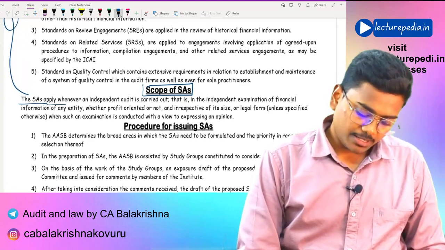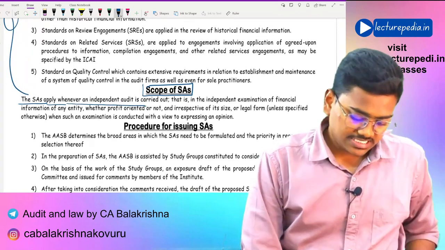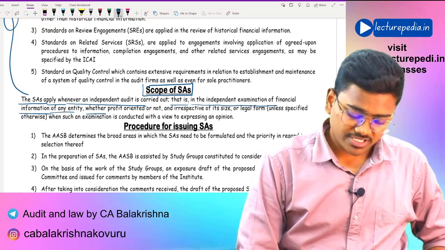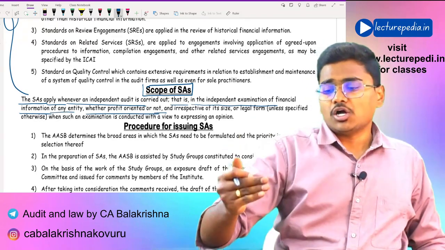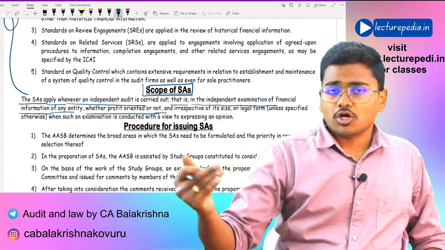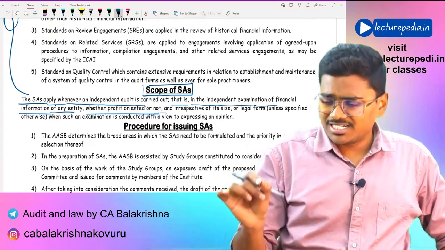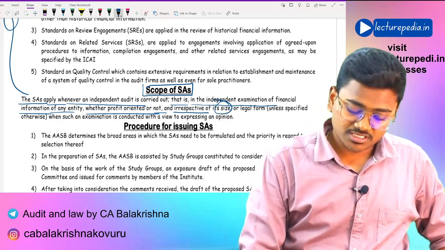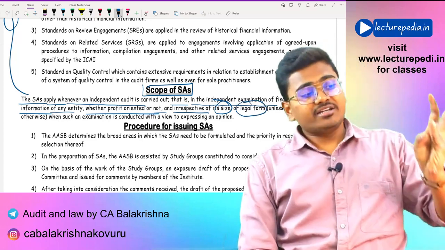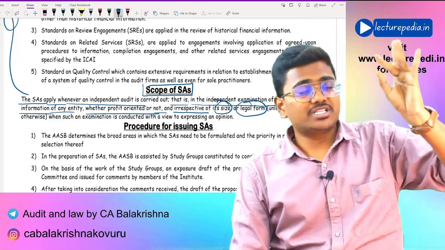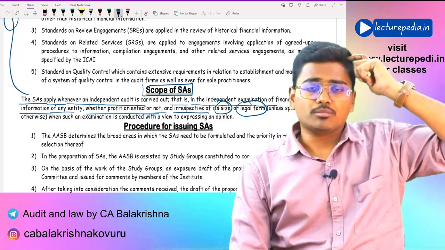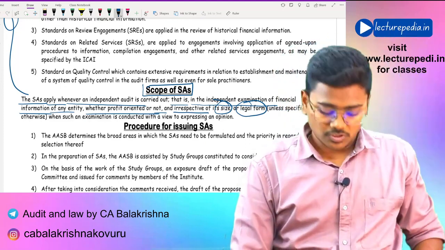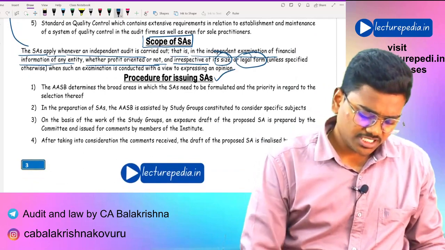These standards on auditing apply whenever an independent audit is carried out, that is, in the independent examination of financial information of an entity, whether it is profit oriented or not. Whether the entity is a profit oriented entity or non profit oriented entity, if you are conducting the audit, auditing standards must be followed, irrespective of the size of the entity and the legal form of the entity, whether the entity is a company, a partnership firm, or an LLP, whatever might be the legal form. If the auditor is conducting audit and giving opinion, he must follow auditing standards. Hope this is clear.